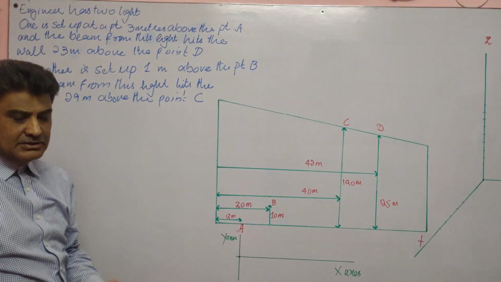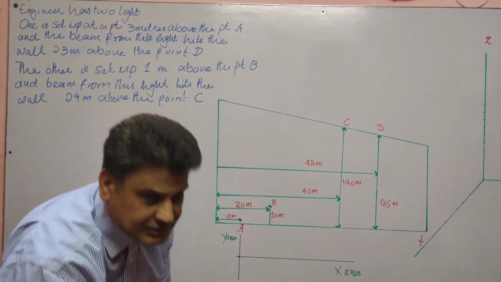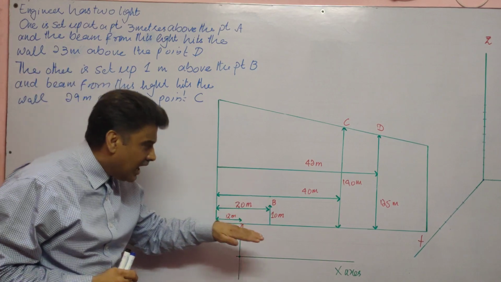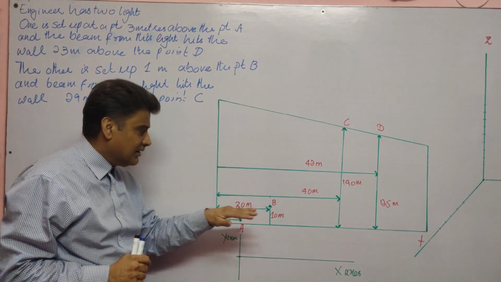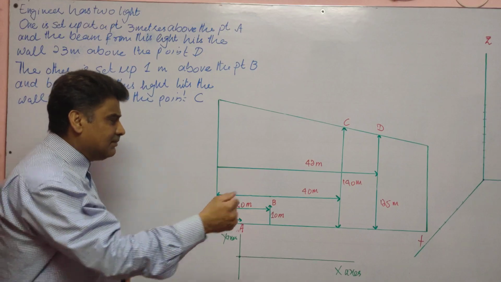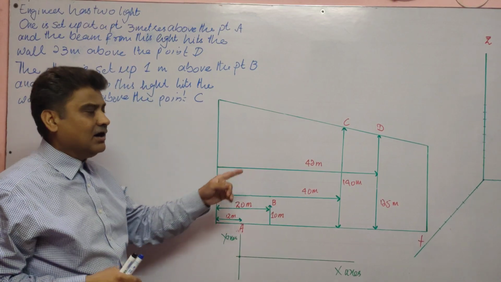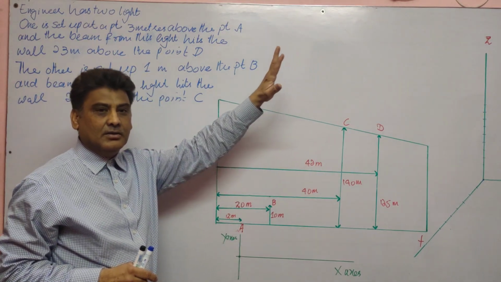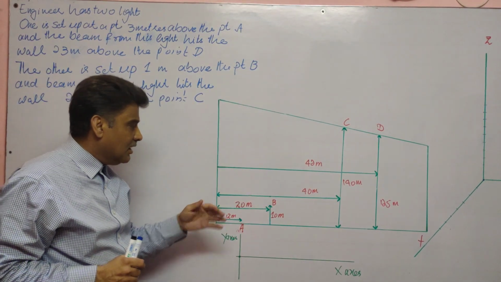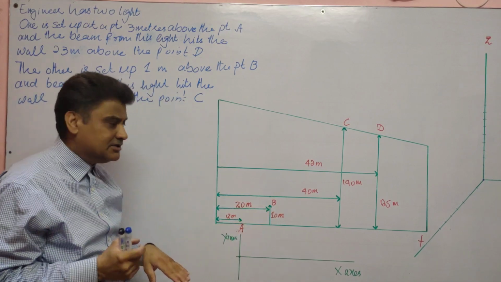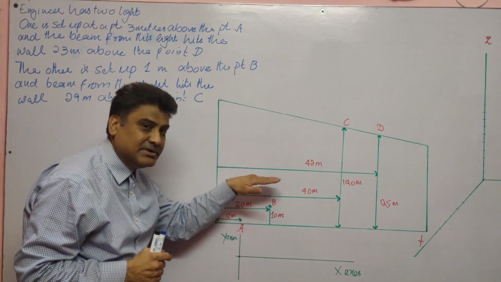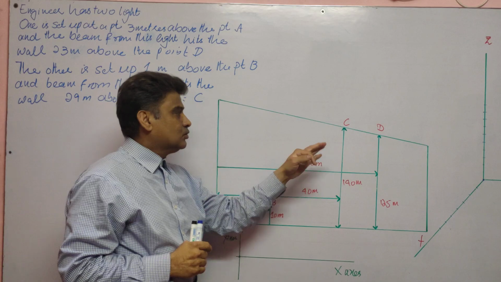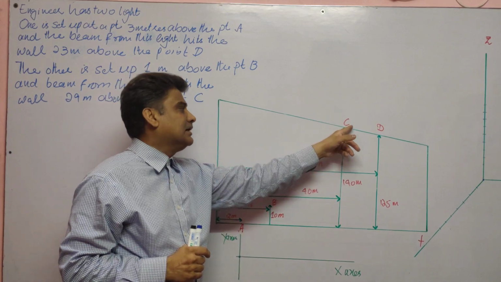Similarly, the engineer sets up the second light 1 meter above the point B, and the beam of this light will hit the wall 29 meters above the point C.